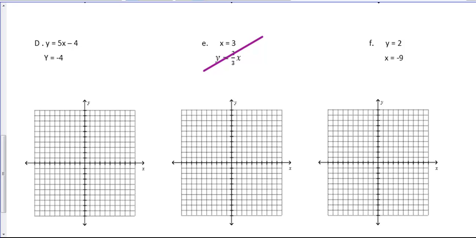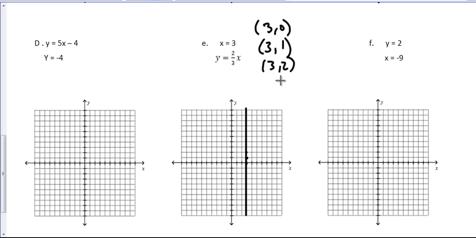Alright, in problem E, there it is. We have a special case, and remember with our special cases, what we're being told is the x value has to be 3. The y value can be anything you want it to be. We like to just do 0, 1, 2 to kind of give us a point of reference. Alright, but you could use anything. And I have my line.